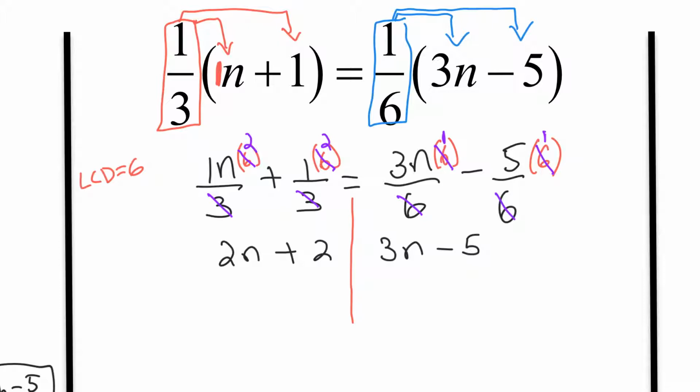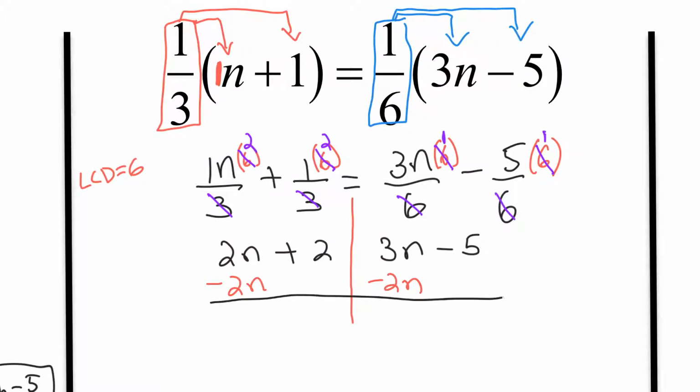We don't have more fractions. We don't have parentheses. These are not like terms. These ones are not like terms. So the only thing we can do now is get the variables on the same side. So the smallest variable is 2n. There's a 3n here, 2n over here. So I like to do the opposite of the smallest variable. So I'm going to subtract 2n from both sides.